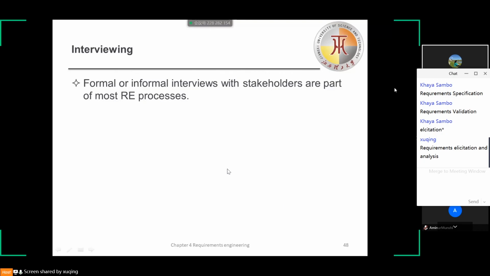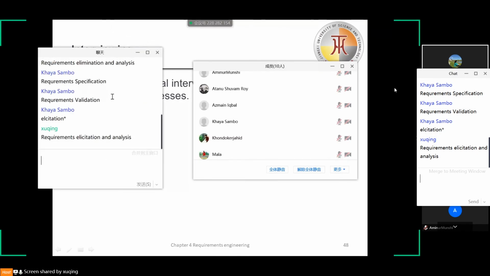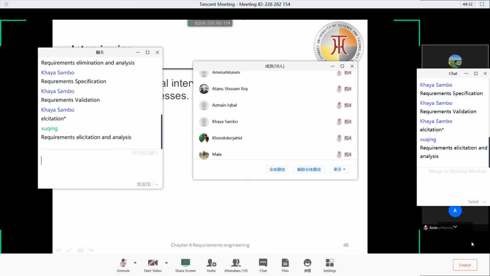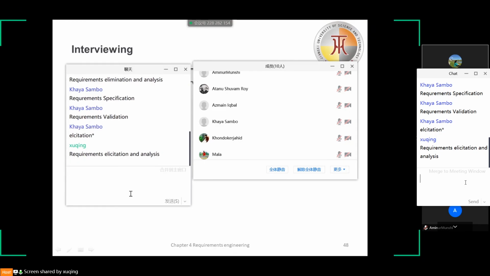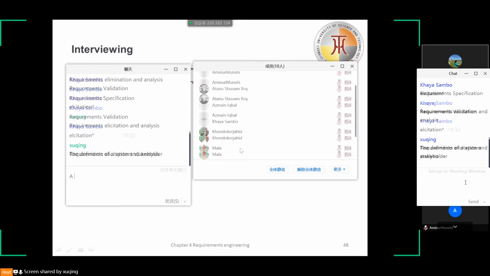Okay, perhaps it's better to give you some questions, else I cannot see any reaction. Can you? We have repeated several times the importance of communication with stakeholders. Can you explain the definition of a system stakeholder, please?